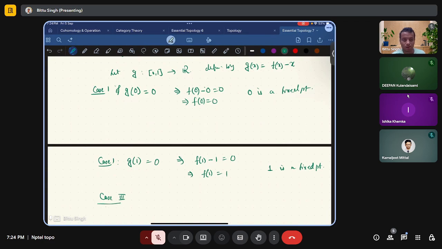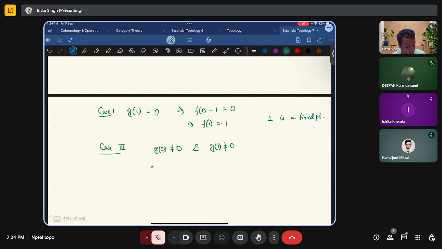Now case 3. Suppose none of this is true. That is, g(0) is non-zero and g(1) is non-zero. So there will be 3 cases, right? Either g(0) equal to 0, then we are done. g(1) equal to 0, we are done. Now the remaining case is none of these are true: g(0) is non-zero and also g(1) is non-zero. Then what will happen?